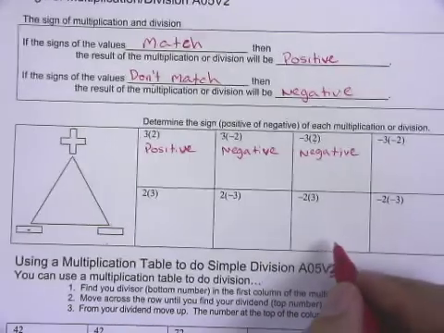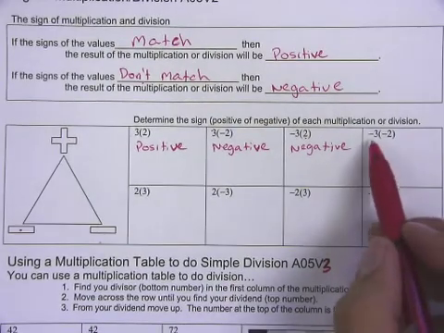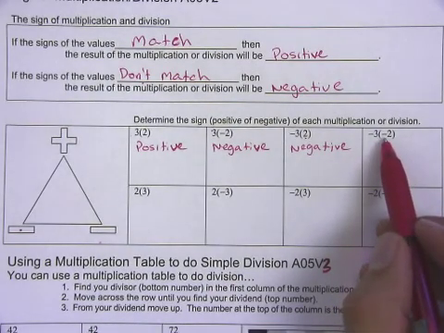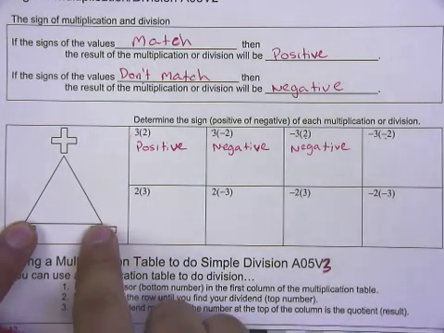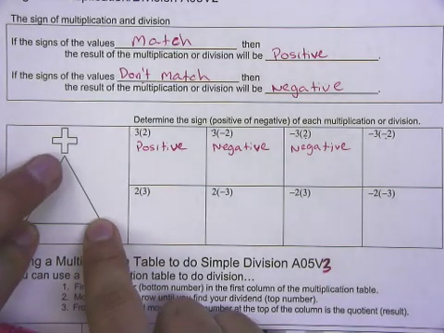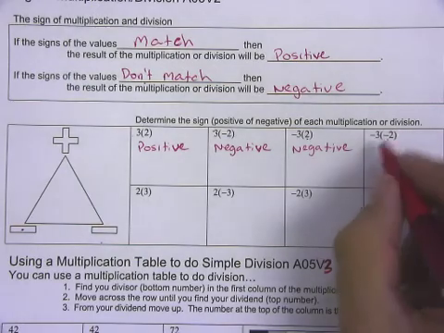Now here's the one where we kind of start to trip up. Negative 3 times negative 2, right? Do these signs match? They do. We've got a negative 3 times a negative 2. They're matching signs, so they will result in a positive value.